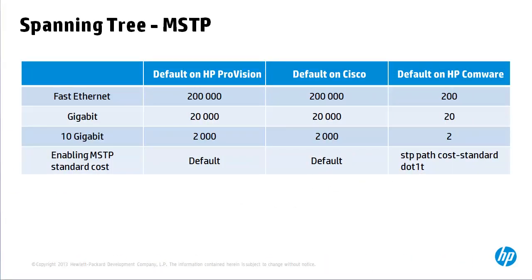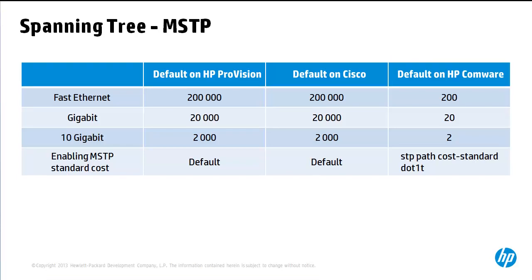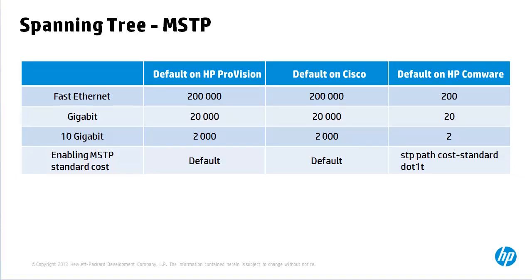Here's an example of the path costs used by multiple spanning tree. This is the default spanning tree used on HP switches. So I'm just going to show you these path costs. Cisco, for example, has different path costs when using PVST. So on a device running the HP Provision software, a fast Ethernet interface has a cost of 200,000, gigabit 20,000, 10 gig 2,000, and these are the default costs on an HP Provision switch.